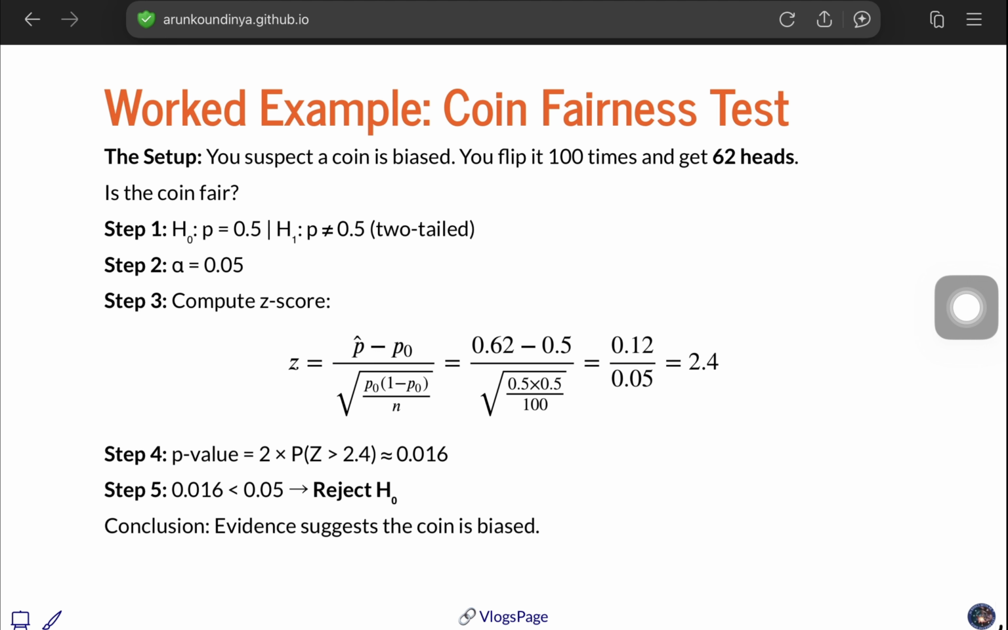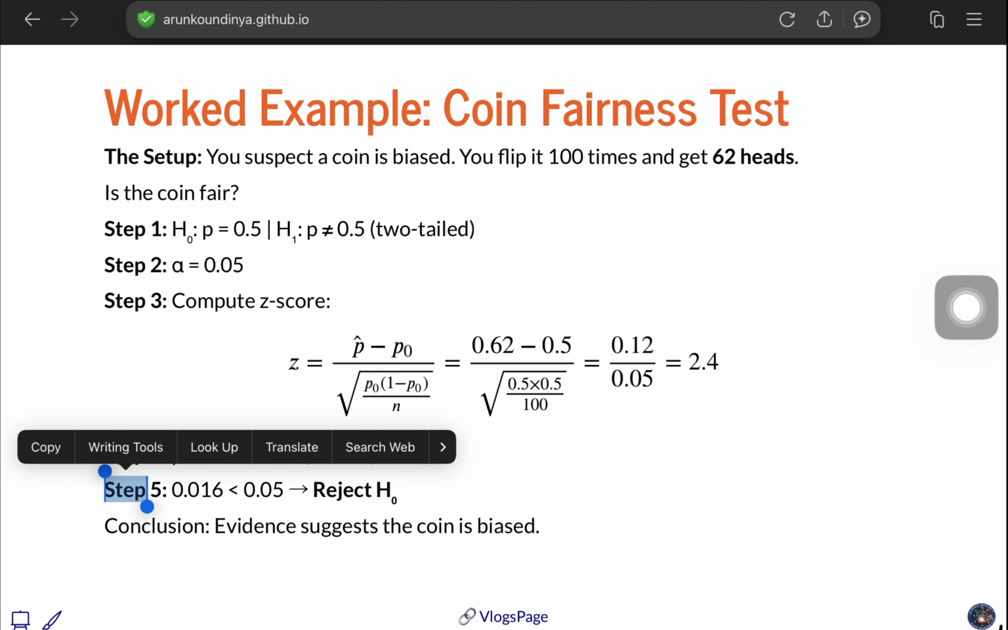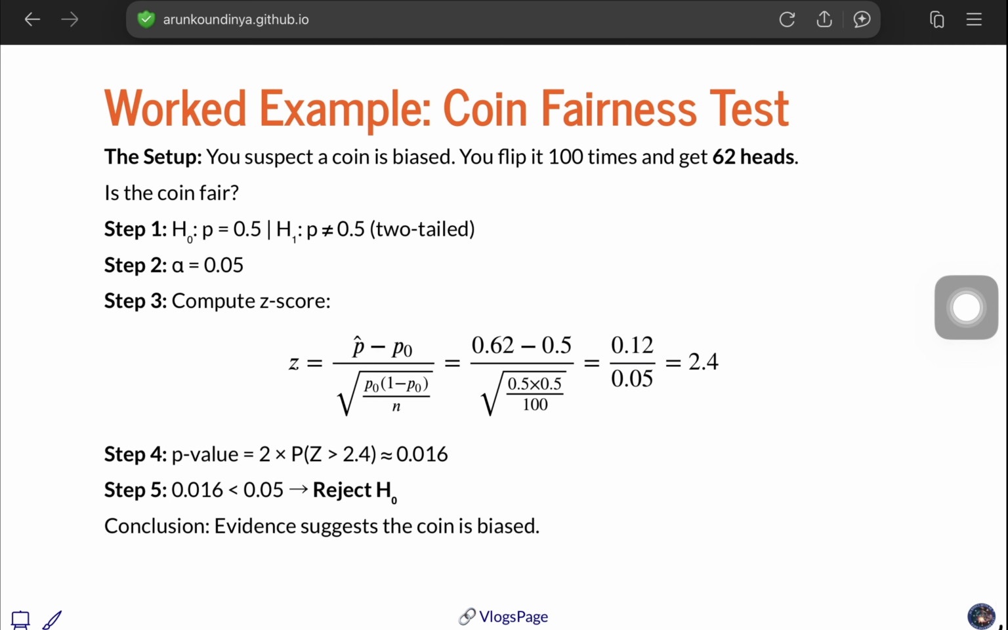In step 2, we arrive at an alpha, the decision threshold, of 0.05. We computed the Z-score, which we got as 2.4. From the Z-score, we calculated the probability, which we arrived at as 0.16. So 0.16 is of course less than 0.05. So we reject the null hypothesis and deduce that the evidence suggests that the coin is biased. Don't worry about all this, Max. Right now in Python, it's a two-line code, so don't worry about all these things. I'm just giving you a conceptual understanding of how we can do hypothesis testing.